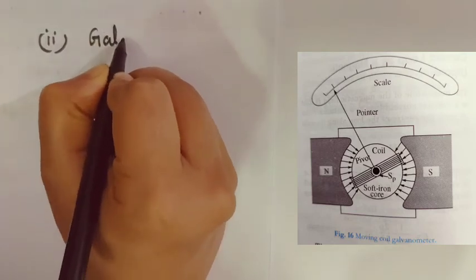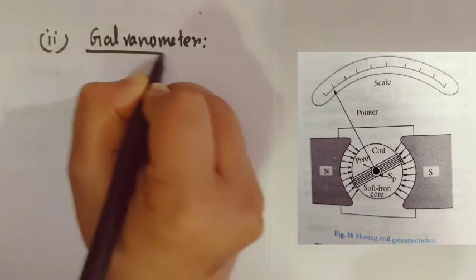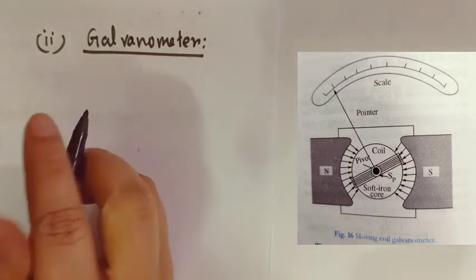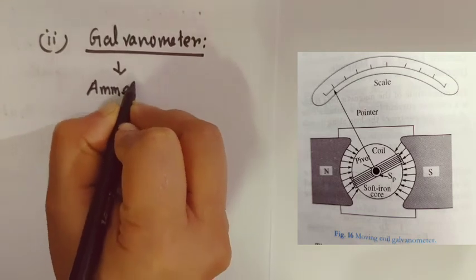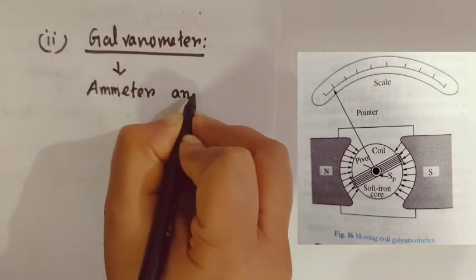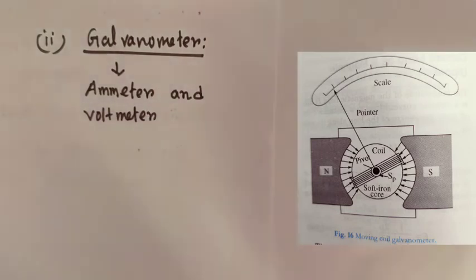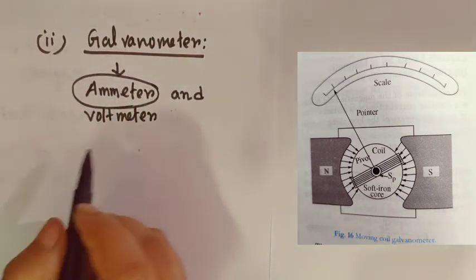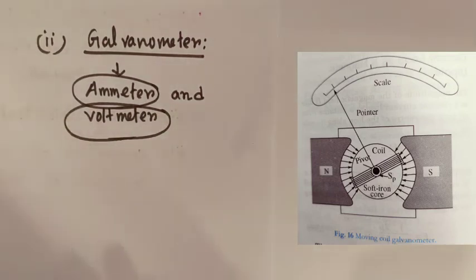We can define a galvanometer as a device used in the construction of an ammeter and a voltmeter. Now what is an ammeter? An ammeter is a current measuring device. And what is a voltmeter? A voltmeter is a potential difference measuring device.